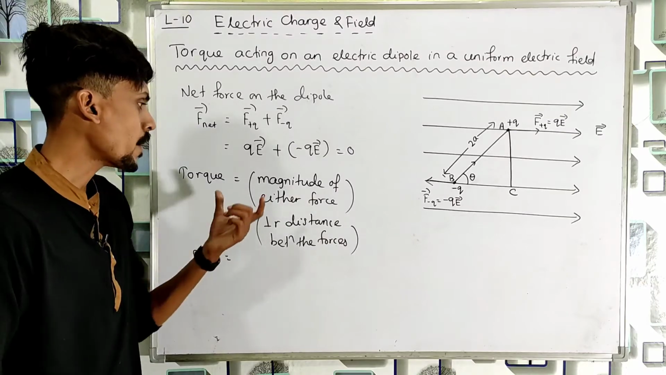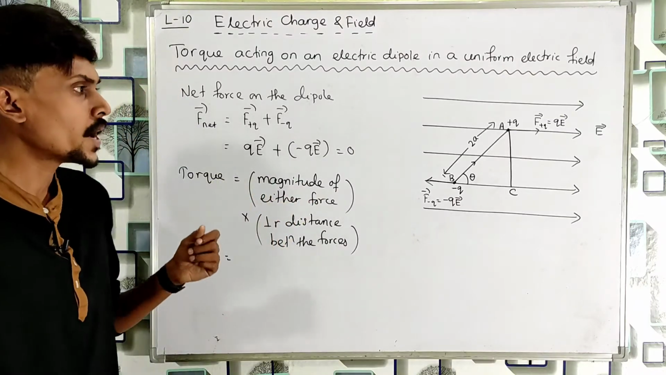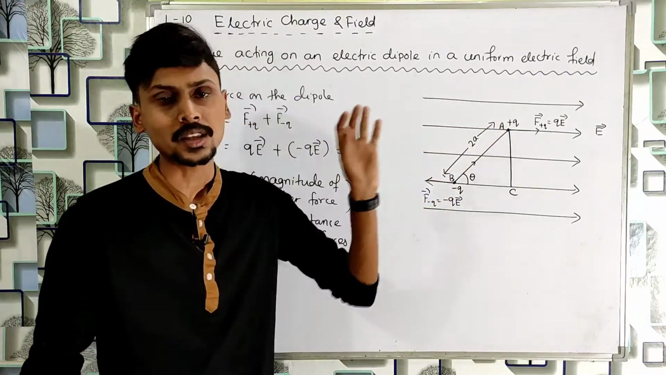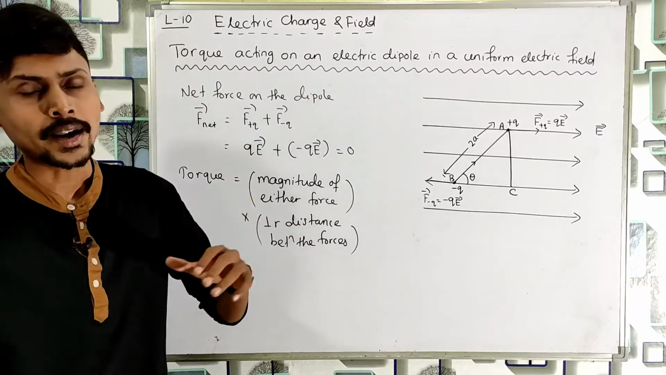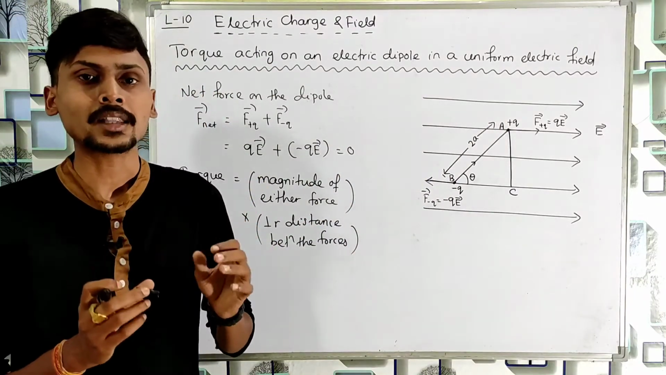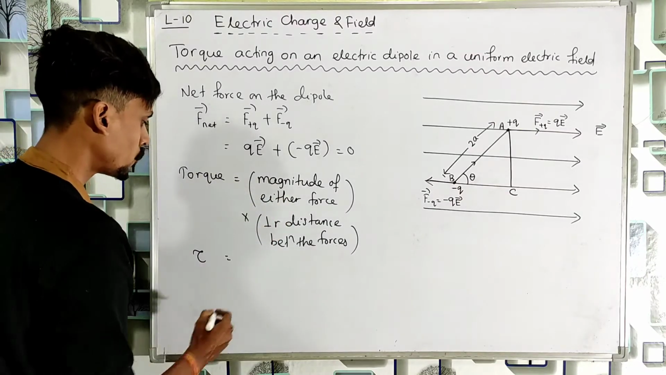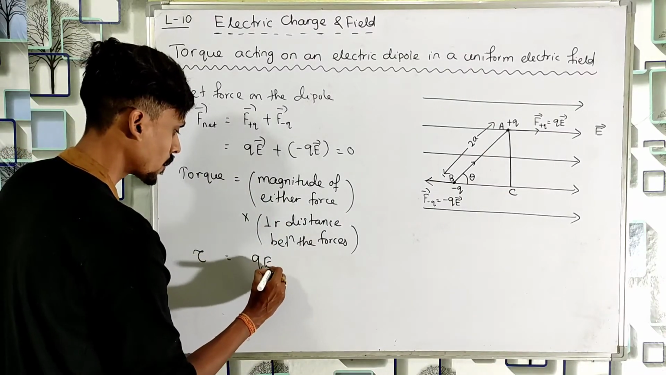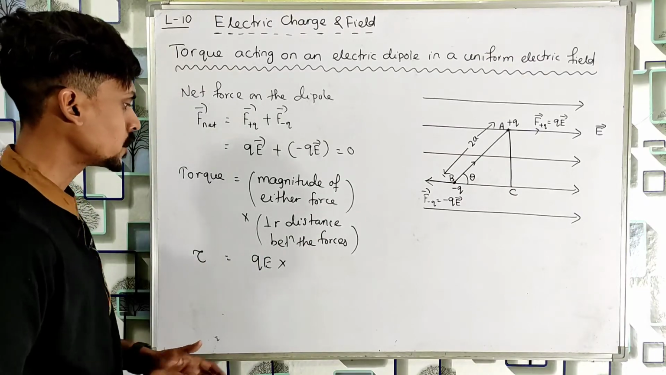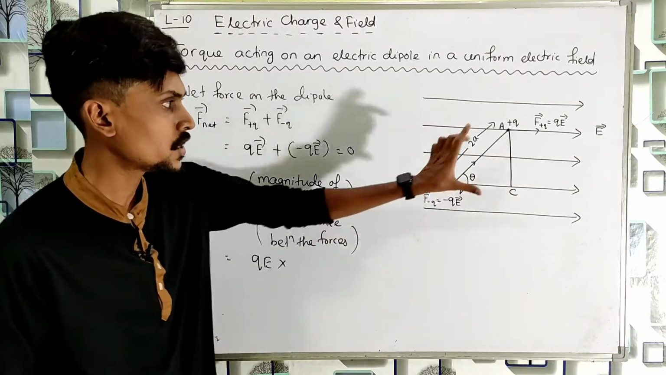So torque is given by the symbol tau. Torque is equal to the magnitude of either force. We have two forces and both of them have the same magnitude, and while writing the magnitude, don't write the negative sign, always write the positive sign. So the magnitude of force will be Q into E. And now we have to find this perpendicular distance, means AC.